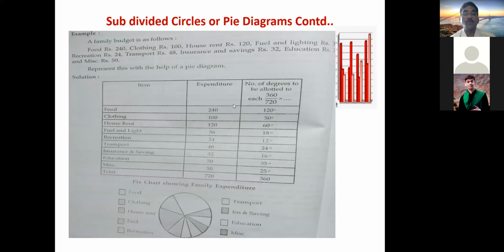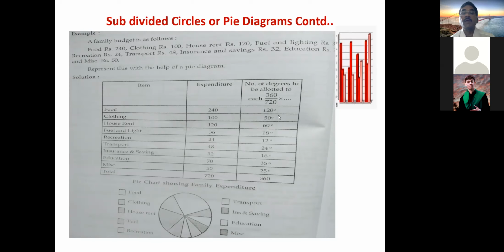Now what we have to do is, this expenditure information should be shown in the pie chart here. Okay, I am moving the cursor, you just follow. This is the pie chart. In this pie chart, how many components are there? Food 1, 2, 3, 4, 5, 6, 7, 8, 9. 9 components are given. All these 9 components we have to incorporate in this pie diagram.